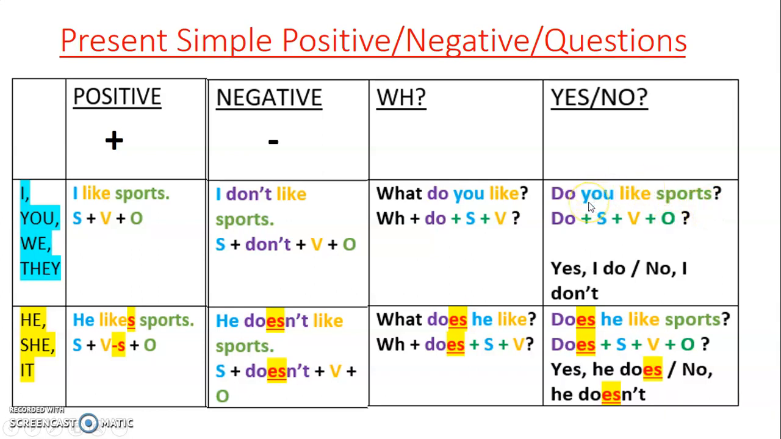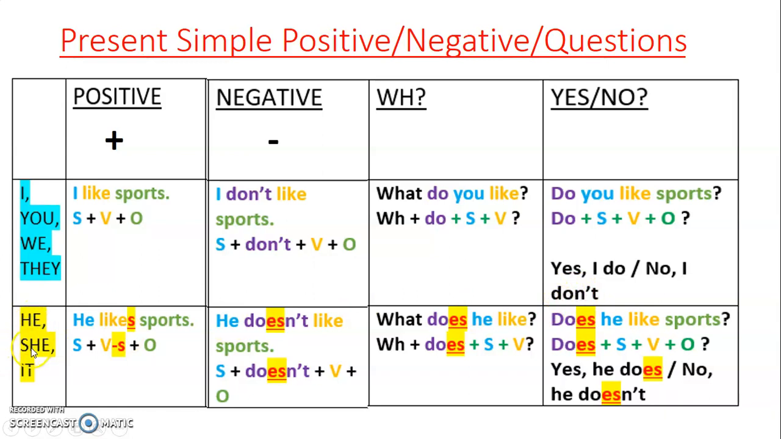So if somebody asks you, do you like sports? You have to answer, yes, I do. No, I don't. As you can see here, you have the helping verb do that you must use again here. Do you like sports? Yes, I do. Or no, I don't.